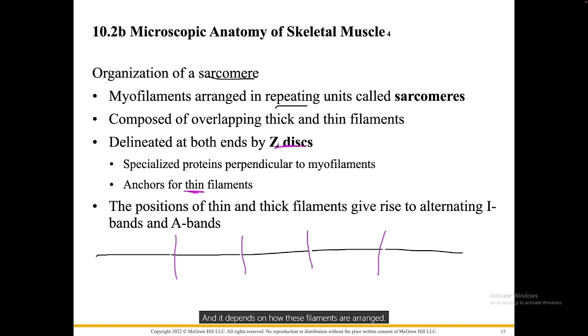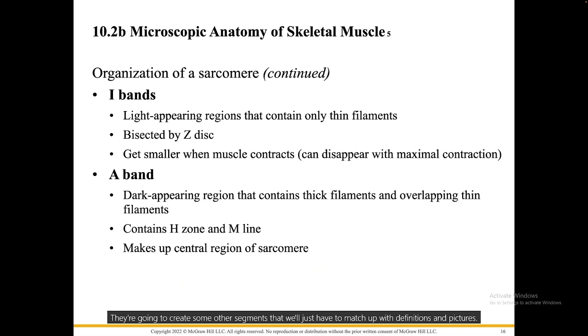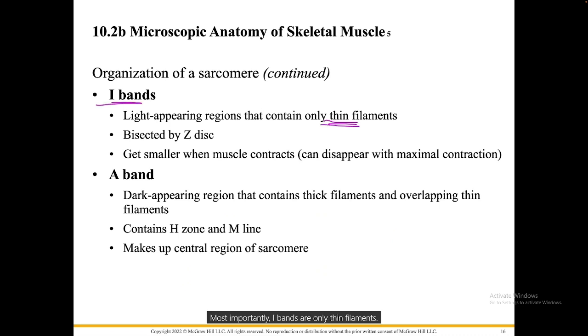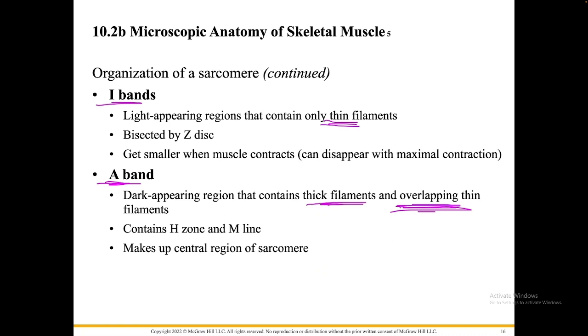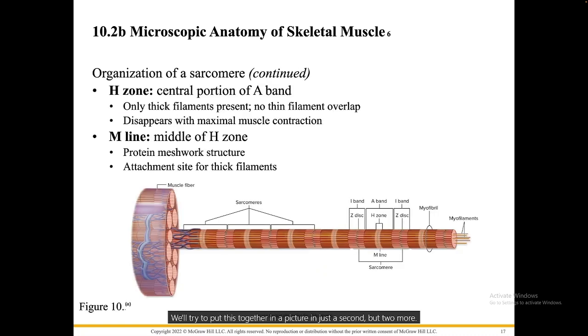And it depends on how these filaments are arranged. They're going to create some other segments that we'll just have to match up with definitions and pictures. Sometimes the myofilaments make an I band. Most importantly, I bands are only thin filaments, versus A bands is where the overlapping of thick and thin blend. We'll try to put this together in a picture in just a second, but two more.